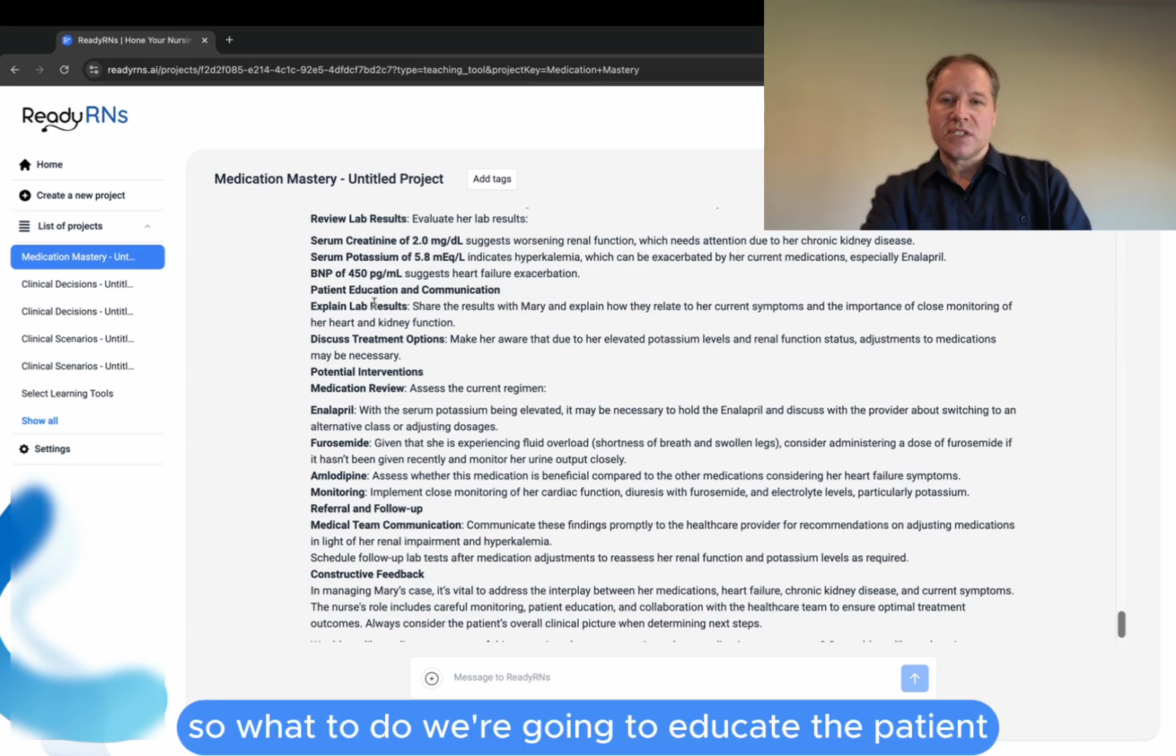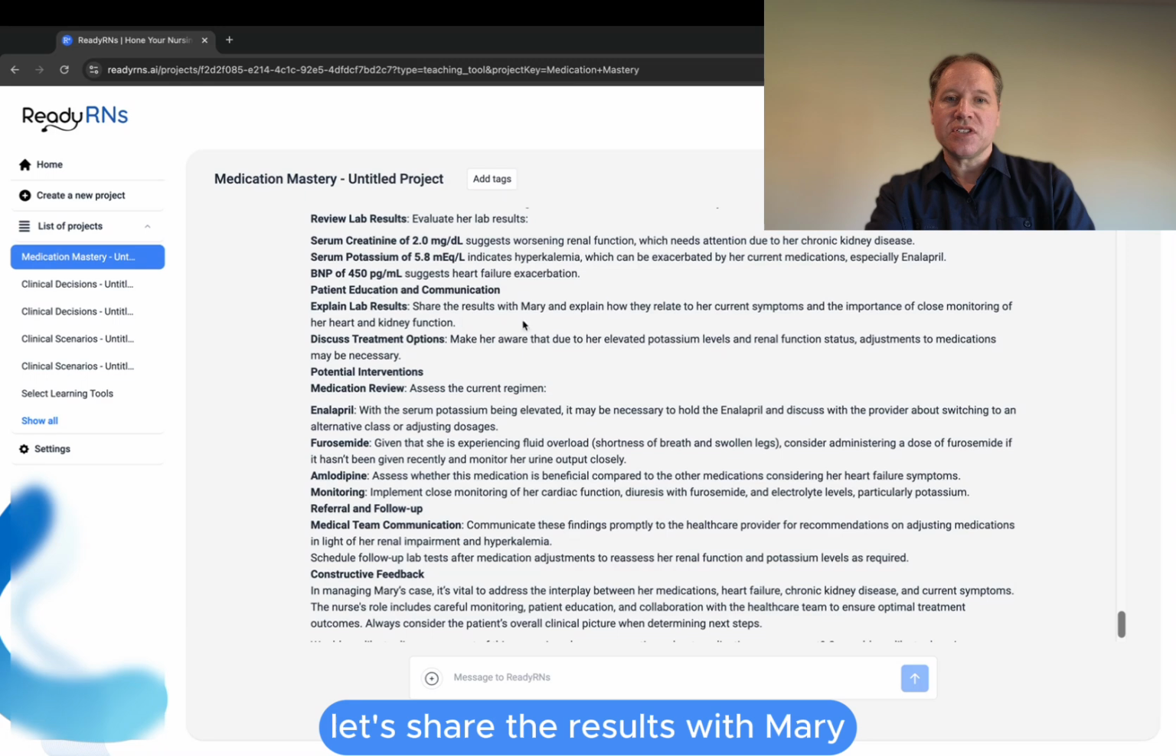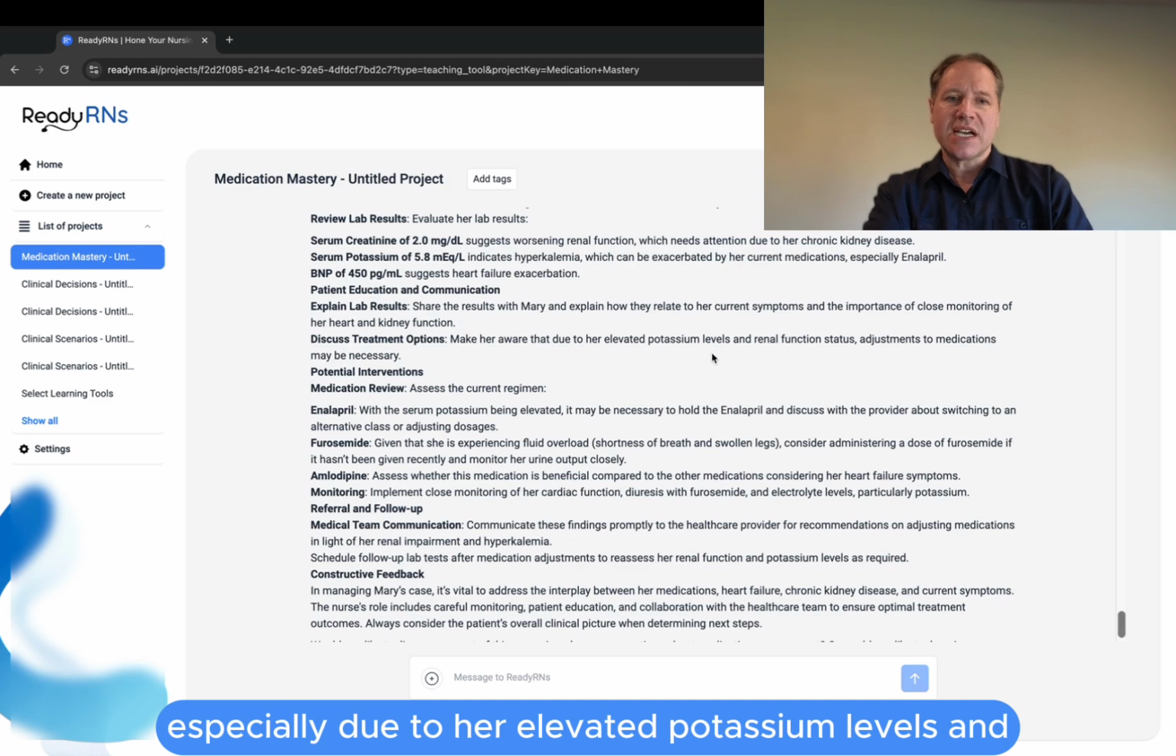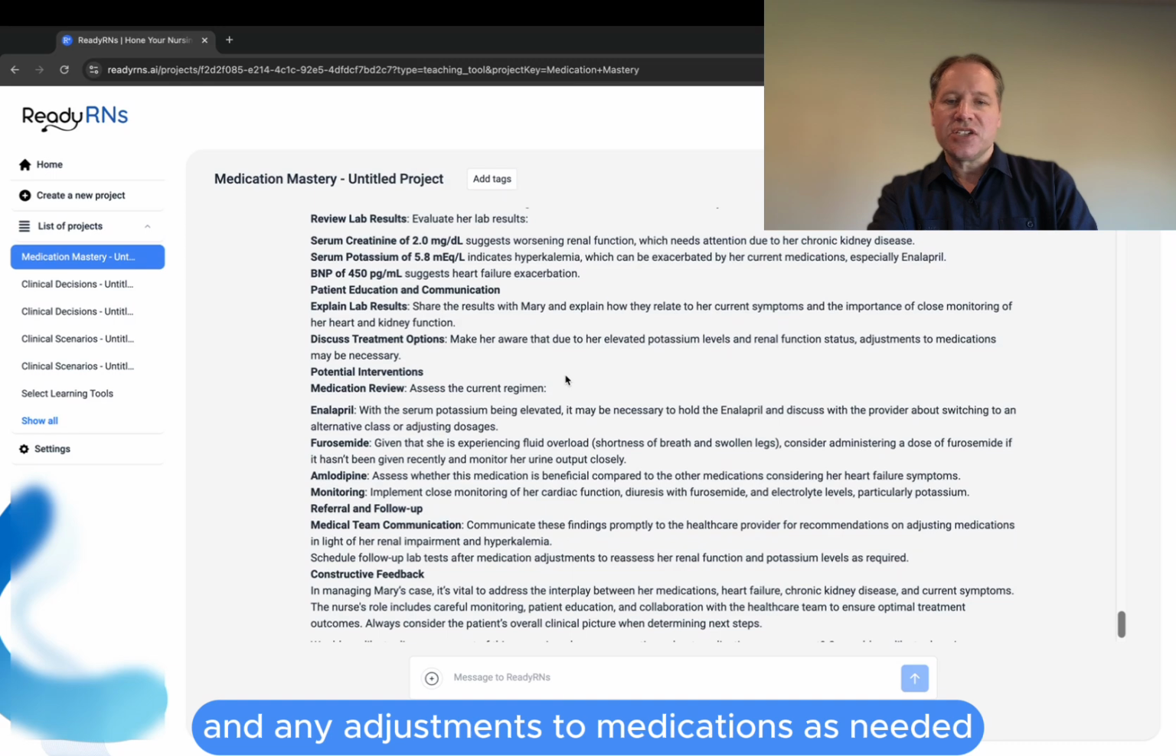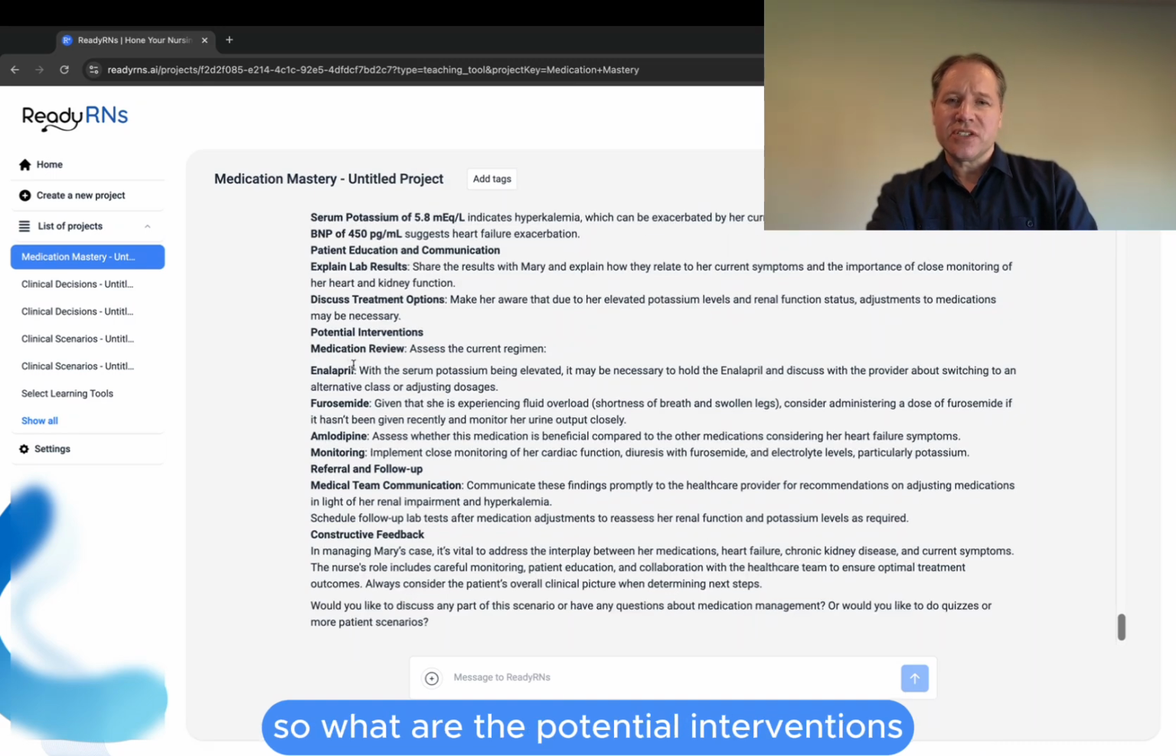So what to do? We're going to educate the patient. Let's share the results with Mary. We're going to discuss treatment options, especially due to her elevated potassium levels and renal function status, and any adjustments to medications as needed. So what are the potential interventions?